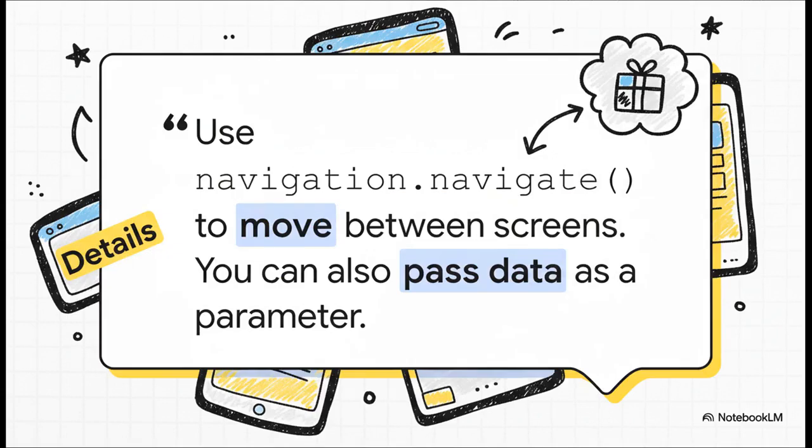So how do we actually make it go? Well, inside your screen components, React Navigation automatically gives you access to a navigation prop. To go to a new screen, you just call navigation.navigate and pass in the name of the screen you defined. But here's where it gets really powerful. You can also pass data along for the ride. See here? We're going to the details screen and sending a name with it.